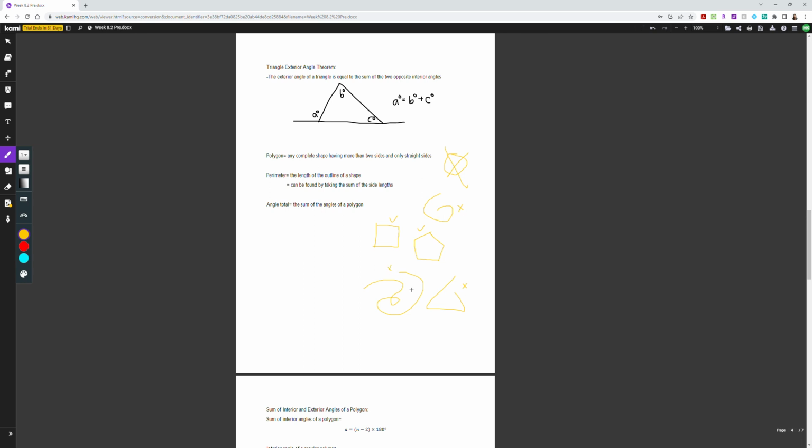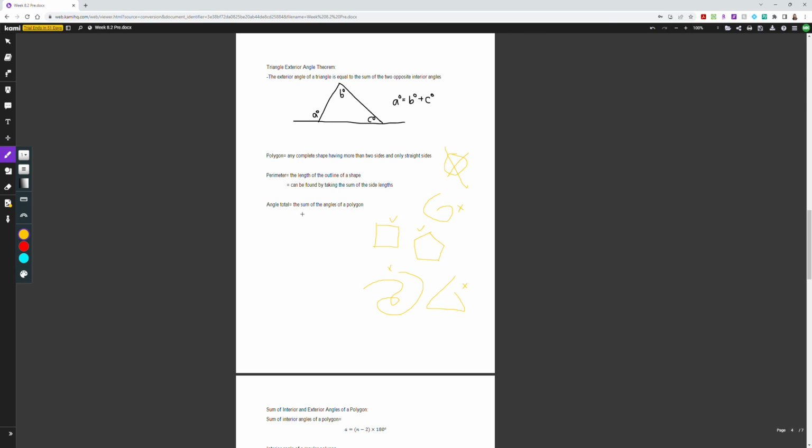All right. Now, just a quick thing. A perimeter is the length of the outline of a shape, and it can be found by taking the sum of the side lengths. And we'll actually get into this in week 10, where we go over measurement, area, and volume. All right, so just putting that definition out there right now.